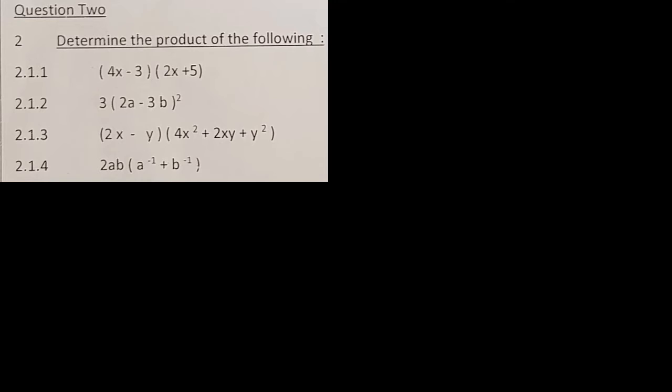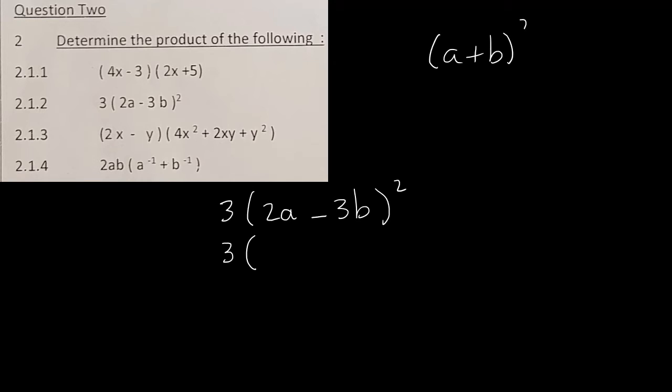2.1.2, it states there 3 open bracket 2a minus 3b squared. So what we have to apply here is we need to square the binomial first. So we'll leave the 3 on the outside and let's square the binomial. The procedure for squaring the binomial a plus b squared is: you square the first term, which is a squared. You square the last term. That's basically what I've done here.